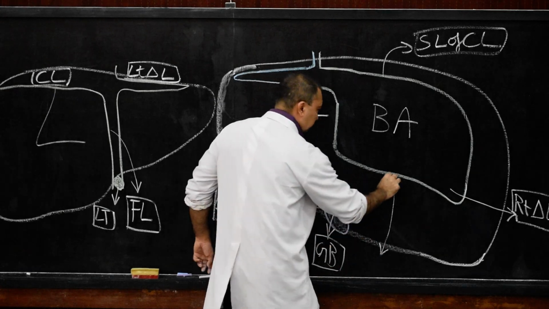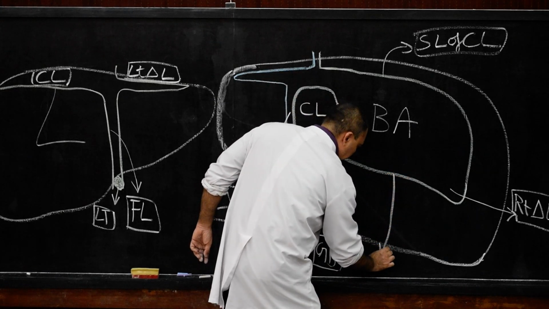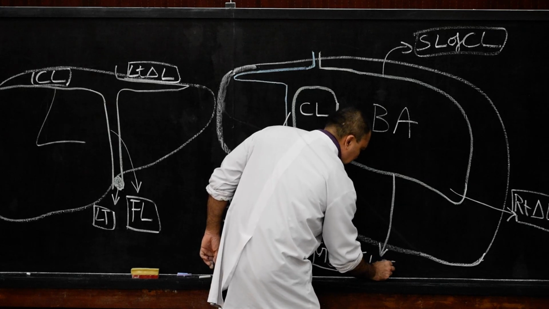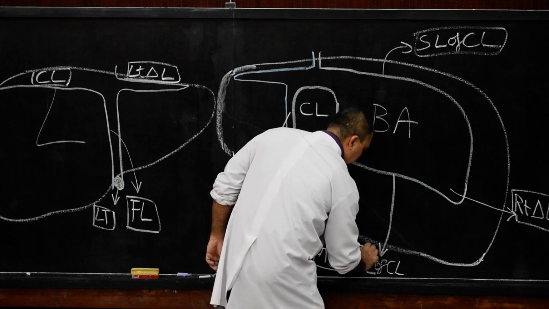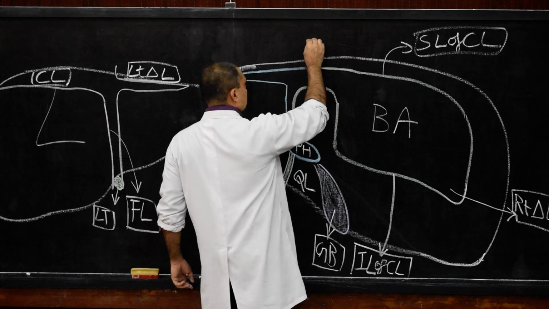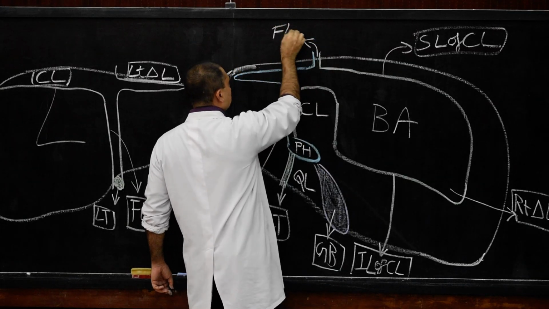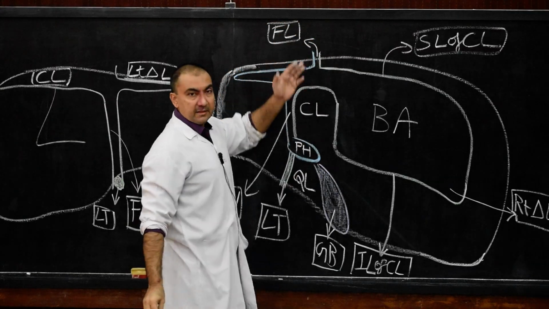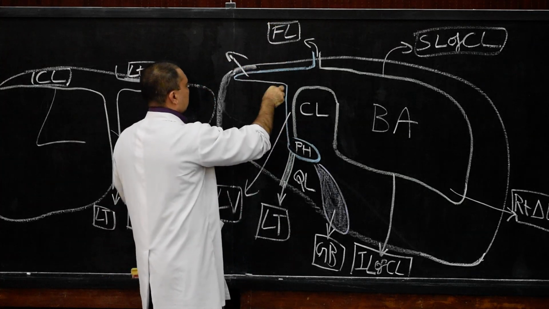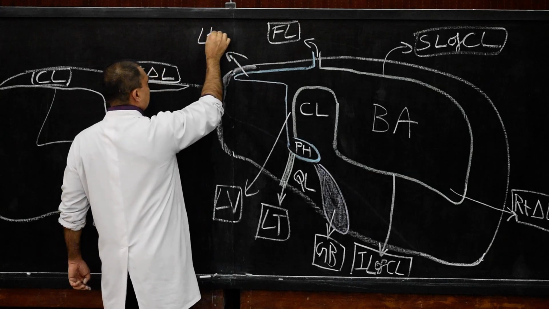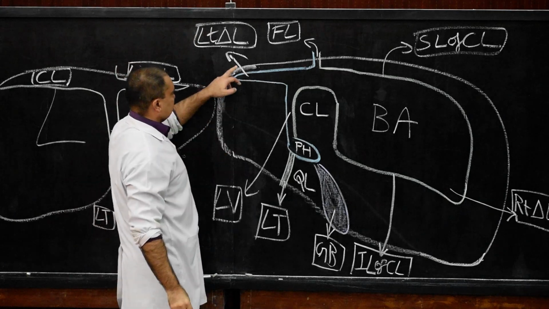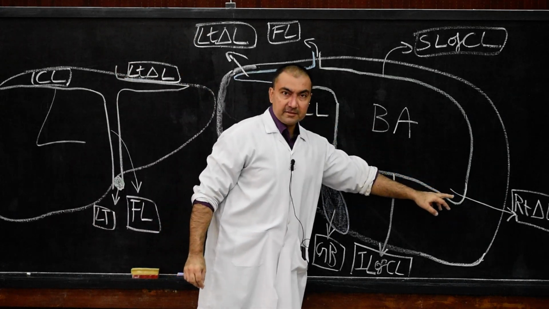And over here, this structure will be known as the inferior layer of coronary ligament. Very simple. This structure over here is known as the falciform ligament, which is coming from the anterior side, and over here this structure will be known as the left triangular ligament. So this is the left triangular ligament, and that is the right triangular ligament.